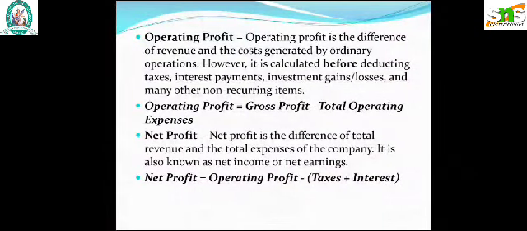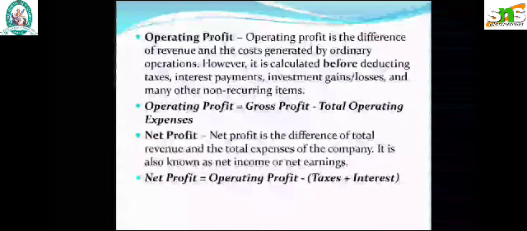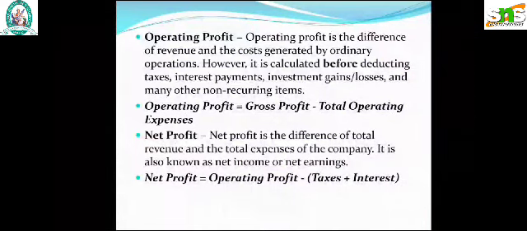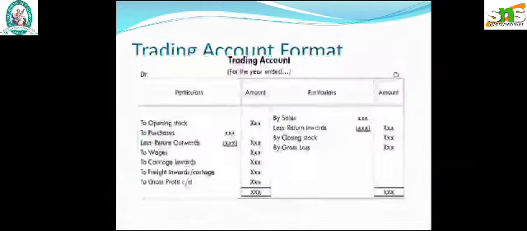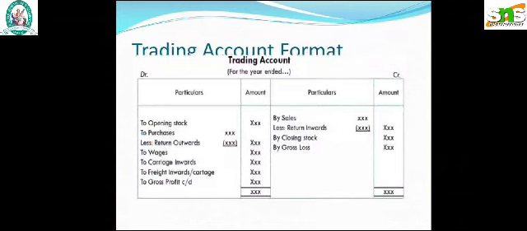Next one is net profit. Net profit is the difference of total revenue and the total expenses of the company. It is also known as net income or net earnings. The formula is net profit equals operating profit minus taxes plus interest. This is the format of trading account.